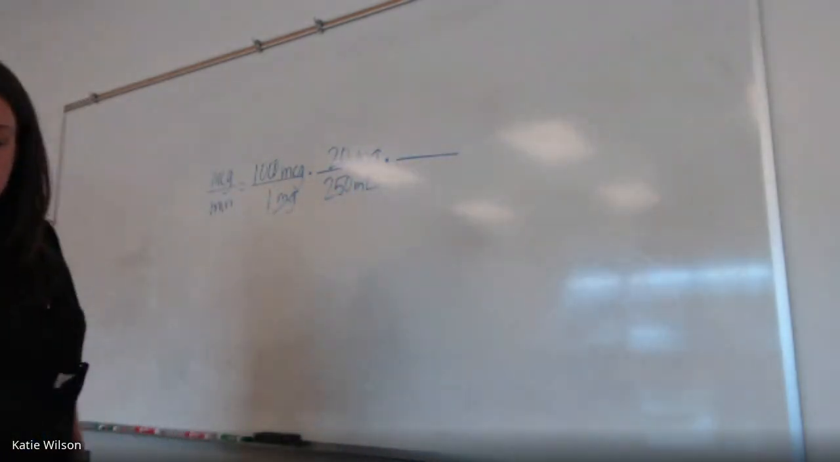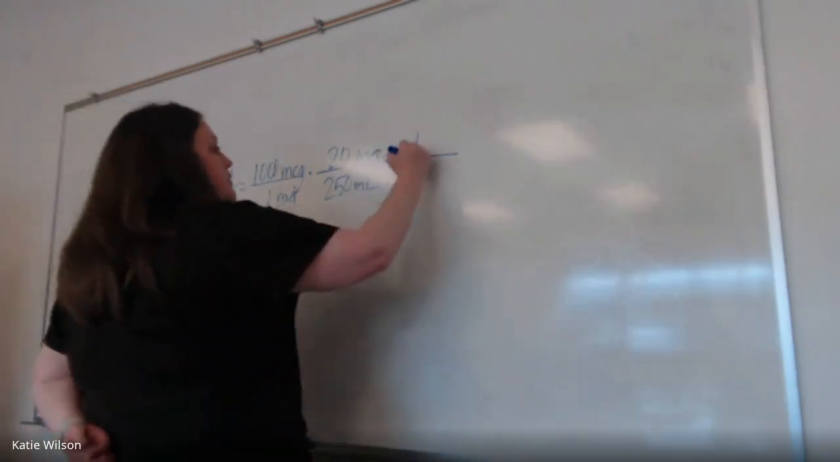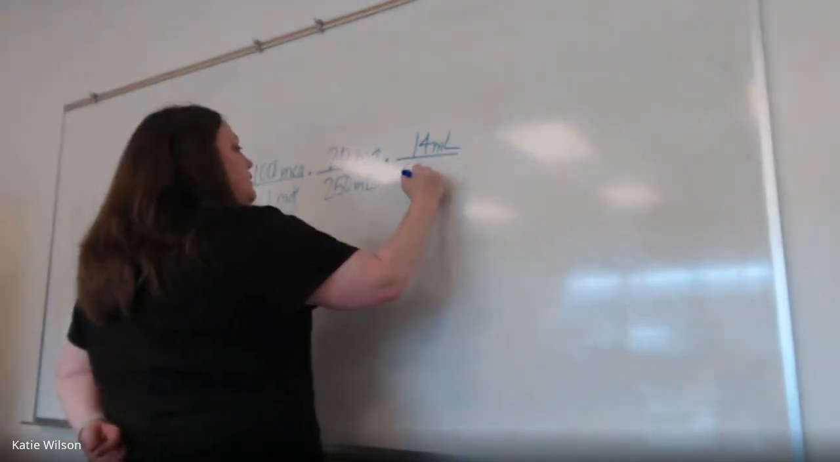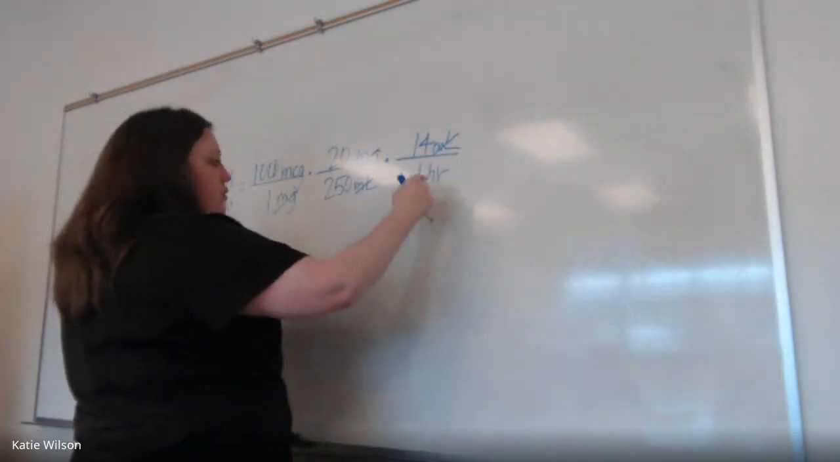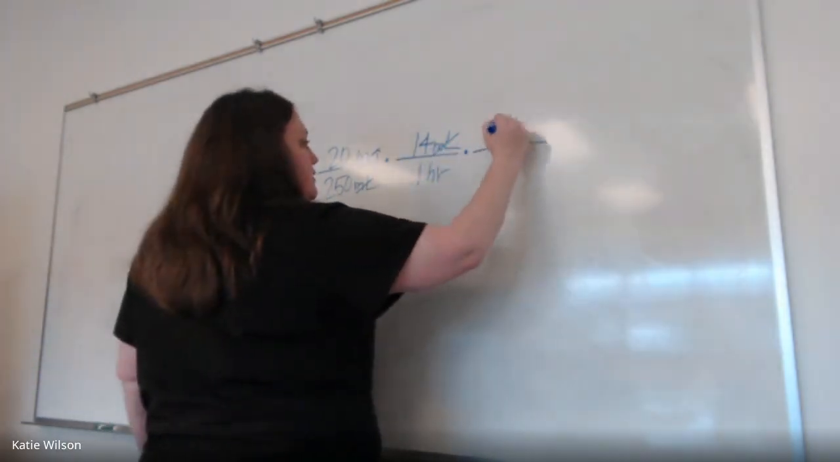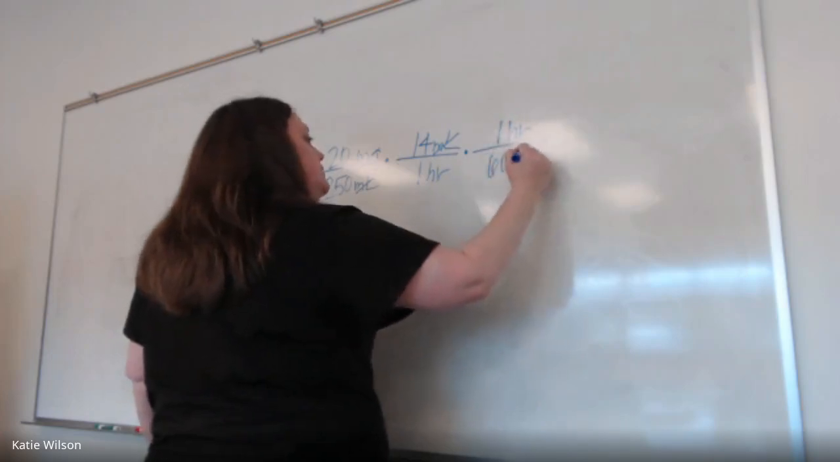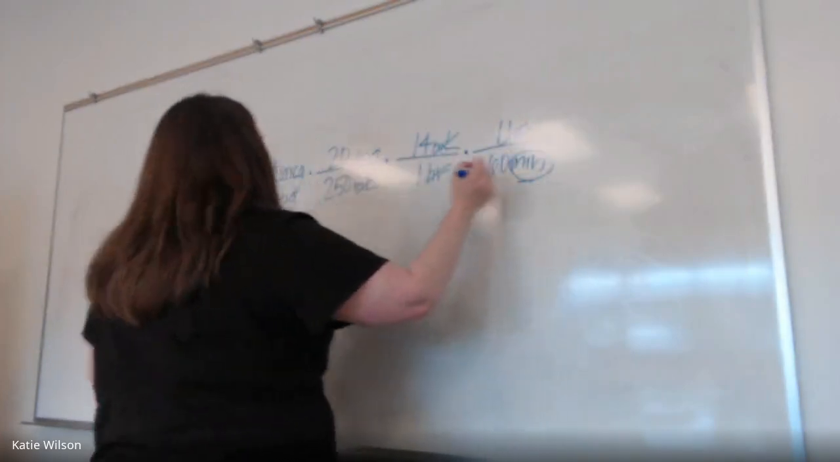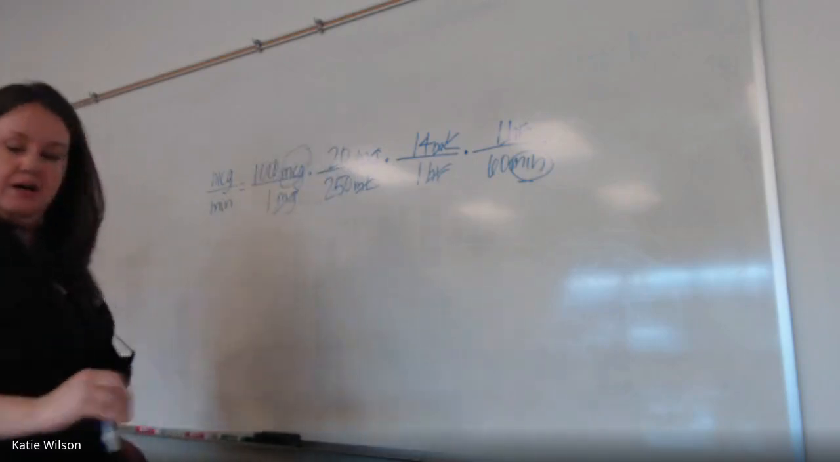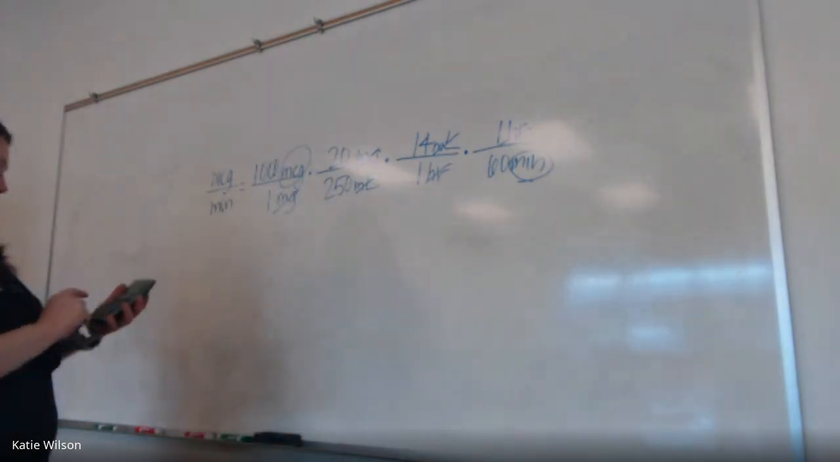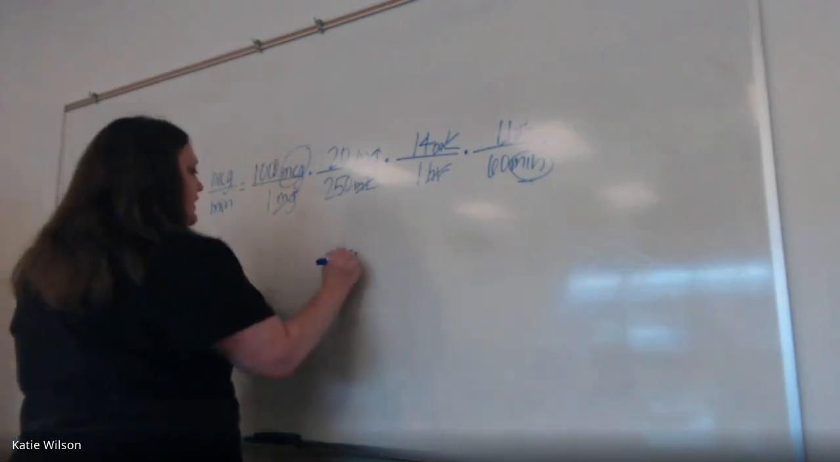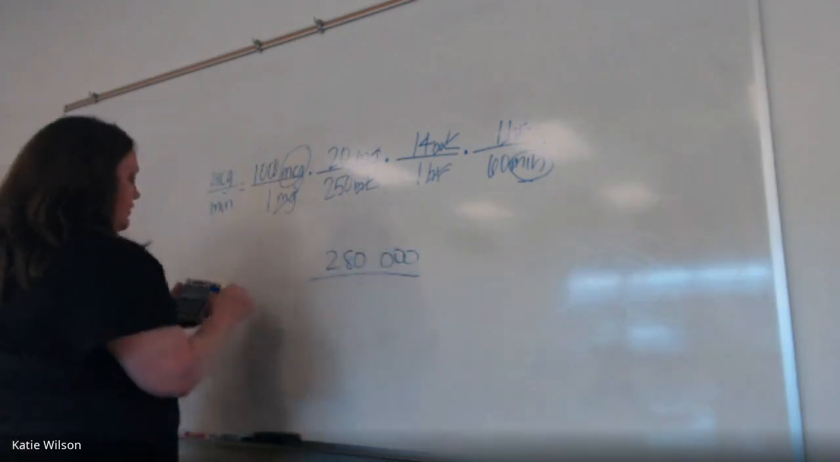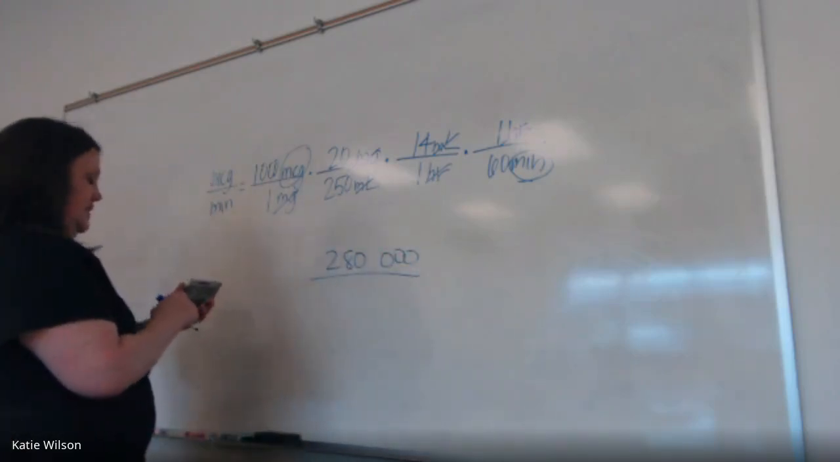Now, what was my rate that they told us? 14 mils an hour. That got rid of milliliters. I have hours on bottom, but I want minutes, so I put a conversion. So minutes on bottom, micrograms on top. So I've got 1,000 times 20 times 14, and that is 280,000. On the bottom, I've got 250 times 60.